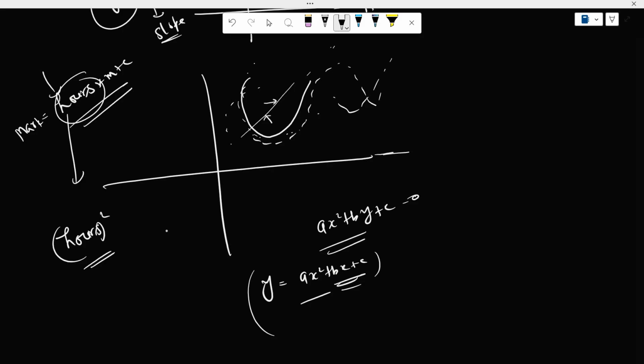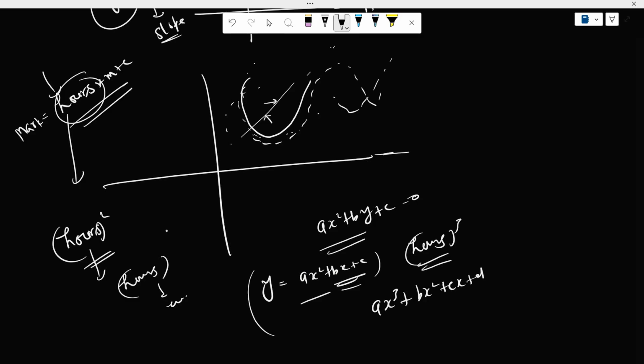In polynomial regression, from the existing features, we create new features. The existing feature was hours, so we have created hours square. And even after that, if you are not able to fit your curve, then you can go with hours cube as well, right? So it will become ax cube plus bx square plus cx plus d. But do you really need to do this programmatically?